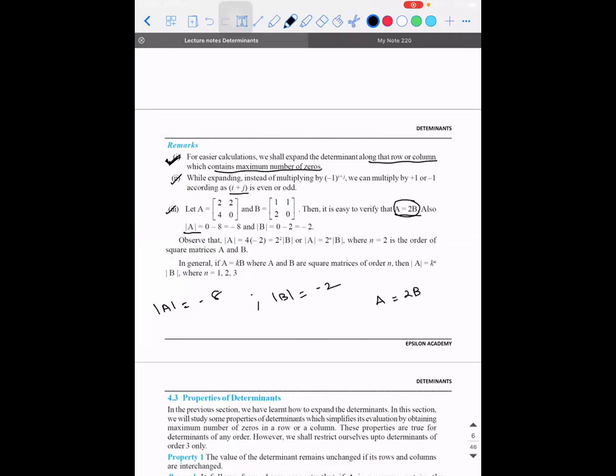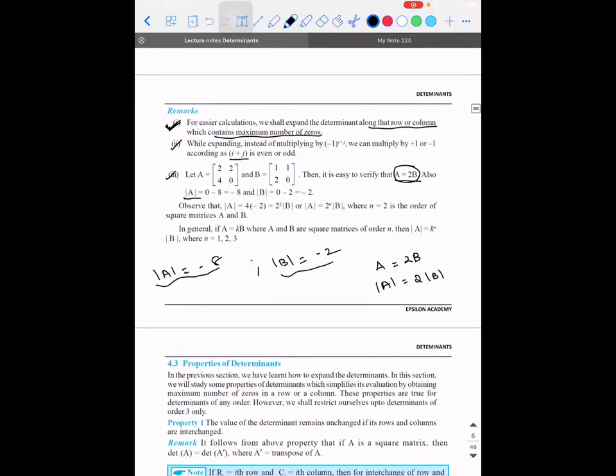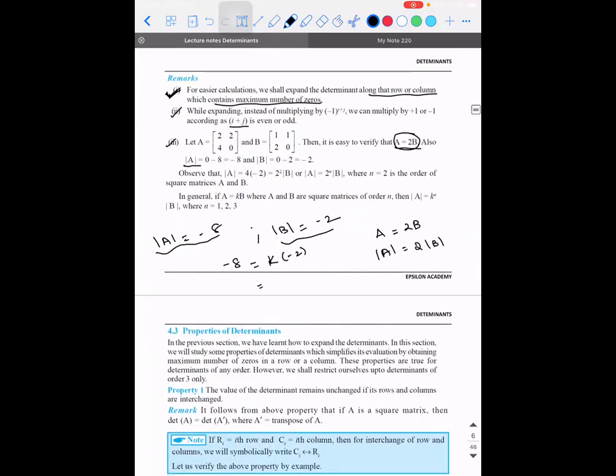Right? So if the matrix A is equal to 2 times B, then what will you speak about their determinants? Can I write determinant of A is equal to 2 times determinant of B? No, sir. Then what will it be? Determinant of A comes out as minus 8, determinant of B is minus 2. So minus 8 is equal to K times minus 2. What is the value of K that you will get? 4. So minus 8, the determinant of A, is equal to 4 times determinant of B.